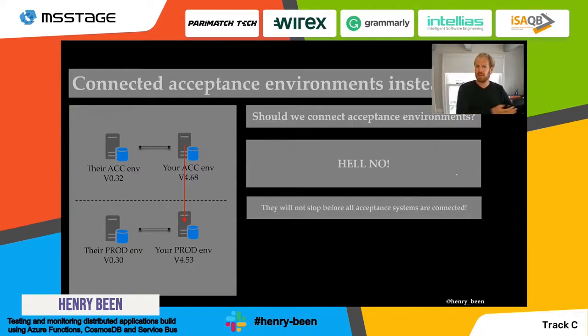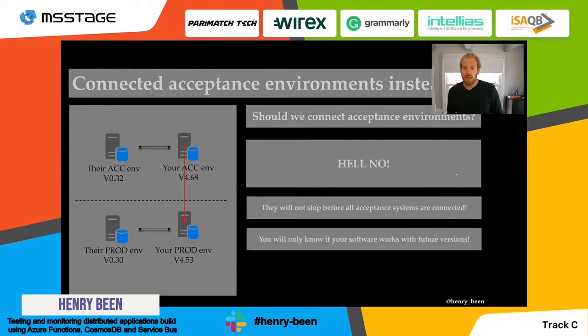But then you're kind of back in the Big Bang scenario, in the monolith scenario. If we all go to production on Tuesday morning, one after the other, we don't have limited impact, we still have to coordinate between all services, we don't get the benefits of a distributed system. So I don't think that this is a good idea either. Like I said, you will only know if your software works with future versions of dependencies, not of the current version.